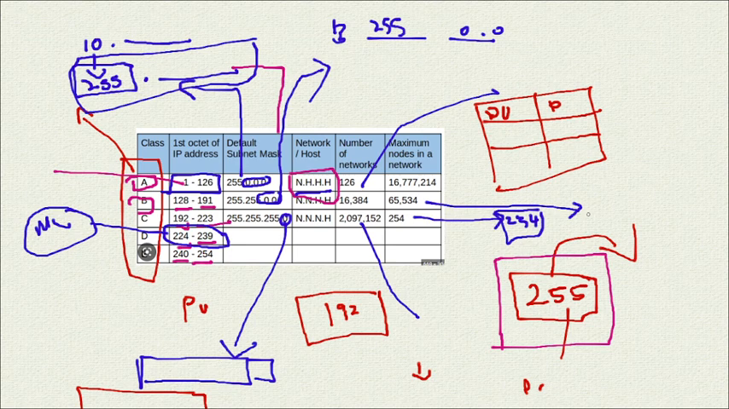So small and mid-range companies choose class C. Class B has 65,000 IP addresses, so it's a big network that you will connect with. And then class A is for very big companies. So 1.67 crore IP addresses are there in class A.